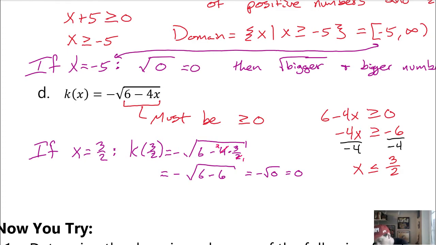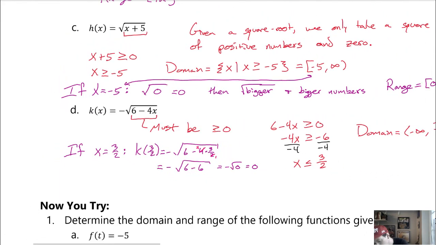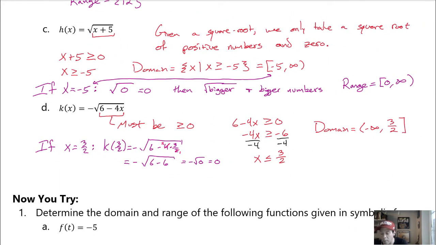And then as x becomes smaller and smaller, remember the domain is all the numbers up to 3 halves. So as x gets smaller and smaller, if x is 0, we get the negative square root of 6. If x is negative numbers, then we get a 6 minus 4 times a negative number. Think about that. We get minus 4 times a negative number becomes a positive, and we add 6 to it. So the more negative x gets, the bigger the inside of the square root gets, and so the bigger the output of the square root becomes as well.